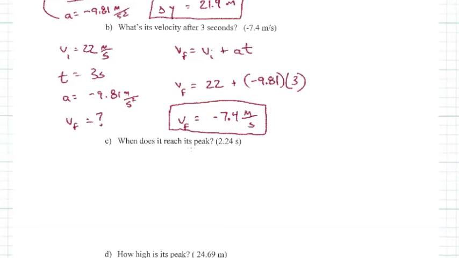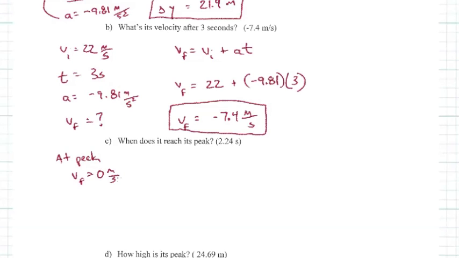So at what time does it reach its peak? We were just calculating what is happening with the velocity and position after 3 seconds, but this is at the peak. So at the peak, I'm going to write this here. At the peak of the ball thrown upwards, what's going on? Well, the velocity equals 0 meters per second.